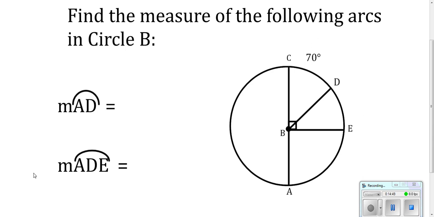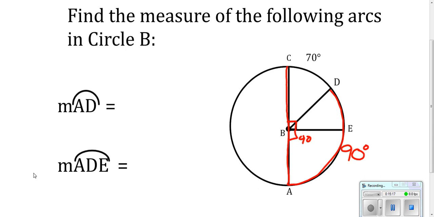Okay, if I'm finding arc AD, let me draw it first, highlight it. I have no information, but I do, because take a look at this. If this part right here is 90, and this makes it 180, this must be 90 also. Okay, that is a 90-degree angle. I could cut my circle into four 90-degree angles. So if this is 90, the arc is 90. Okay, so I've got part of it.